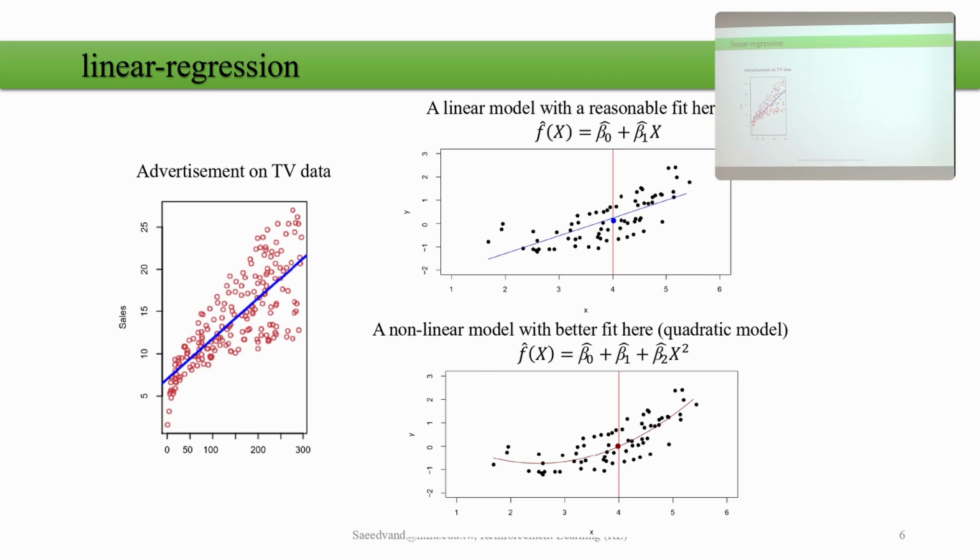Before starting to talk about neural networks and deep learning, there are a couple of concepts that I will try to explain to you. First of all, we need to know a little bit about linear regression and what prediction means. I already briefly explained it, but let's say you have this plot and you have a bunch of data. This is for advertising on TV data.